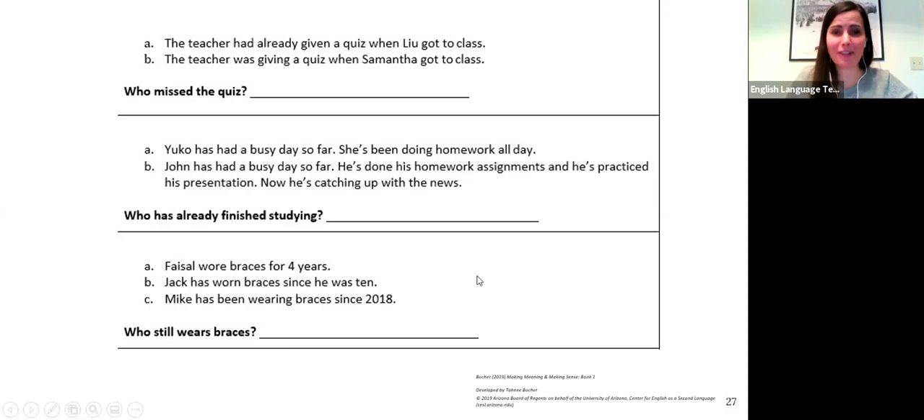But I like these types of exercises better. And if you've taught with the Blue Grammar book by Azar, you've probably seen something very similar to this. I usually use students' names here. So the teacher had already given a quiz when Leo got to class, and the teacher was giving a quiz when Samantha got to class. Who missed the quiz entirely? Leo or Samantha?